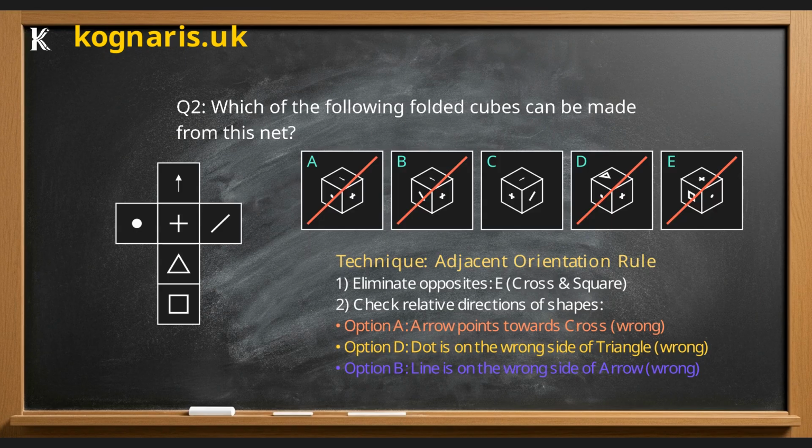What about option B? Let's check the diagonal line relative to the cross and the arrow. In the flat net, looking from the cross to the arrow, the line is on the right-hand side. But, in option B, the line is on the left-hand side, so it is on the wrong side of the other shapes. Additionally, the line runs in the wrong direction, so option B is incorrect. This leaves us with option C. The arrow points away from the cross, the diagonal line is on the correct side, and no opposites touch. Option C is our correct answer.